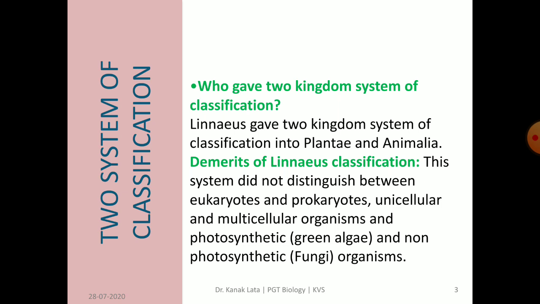According to his classification, prokaryotes and eukaryotes did not find a separate place in the classification. Both were clubbed together. Unicellular and multicellular organisms were also not separated. Besides this, photosynthetic organisms, that is green plants and green algae, and non-photosynthetic organisms, that is fungi, were also not separated. So further, this two kingdom system of classification was not used for a long time.